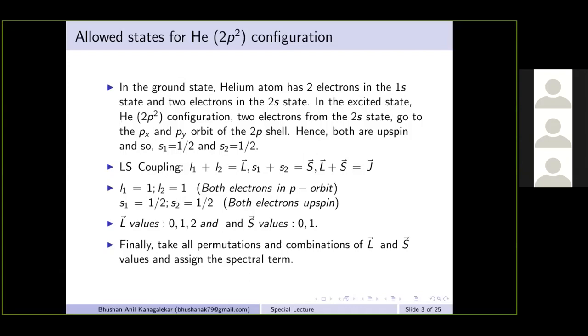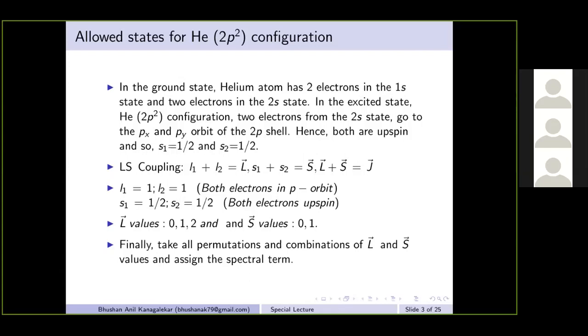Now L1 equal to 1, L2 equal to 1. The different L values go from mod of L1 minus L2 to L1 plus L2, with a gap of 1. So the allowed values of capital L are 0, 1 and 2.